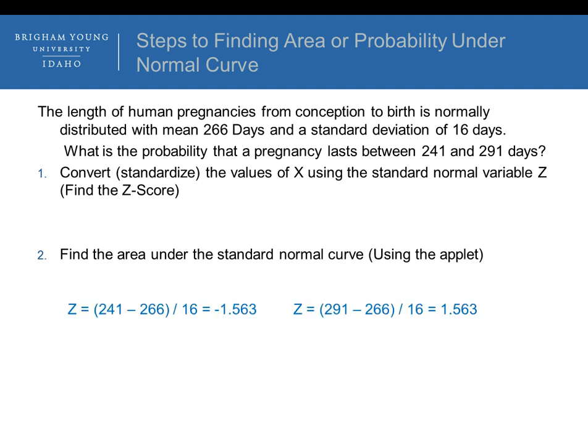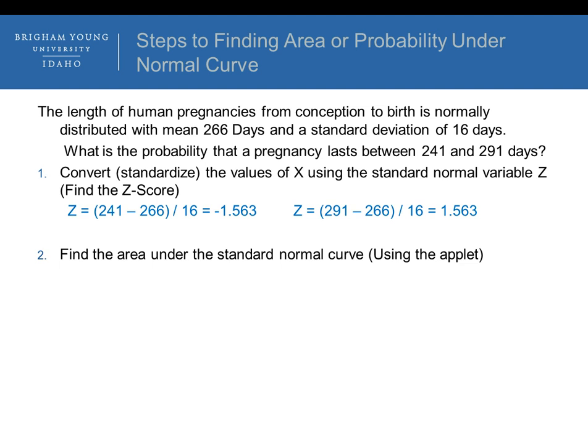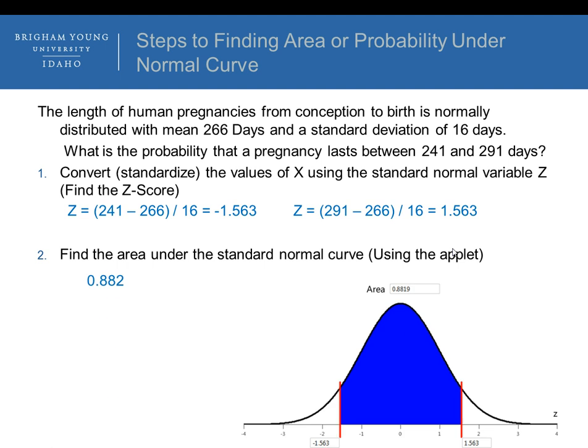Notice that the z-scores are equidistant from the mean. The z-score for 241 is negative 1.563, and the z-score for 291 is positive 1.563. Now we can put either one of those numbers in the applet so long as we shade the center, and if we do that, we get a probability of about 88%. So it looks like about 88% of all pregnancies fall between 241 and 291 days.